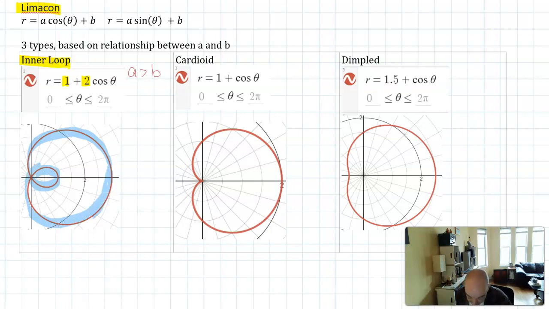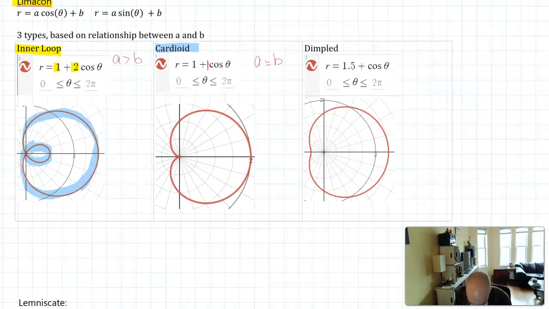Now, if something is perfectly balanced, that is, the coefficients match, so we have 1 plus 1 cosine theta, you don't get an inner loop at all. So if A is exactly equal to B, you trace out your circle, but where you would have an inner loop, you just touch the origin once and then bounce back off and continue around. And this is called a cardioid because it looks like a little heart. This one's on its side. And if you have a cardioid with sine, it's actually rotated. It looks exactly like a heart, which is pretty nice.